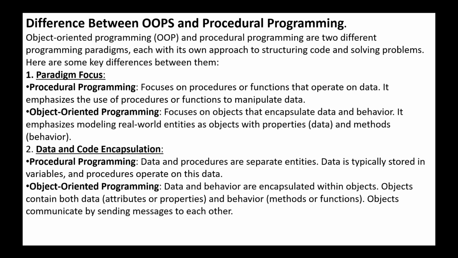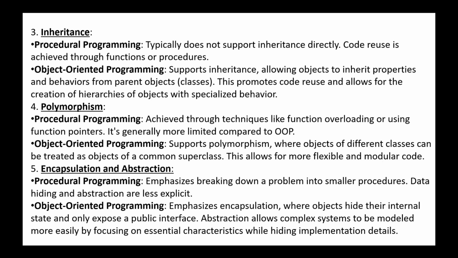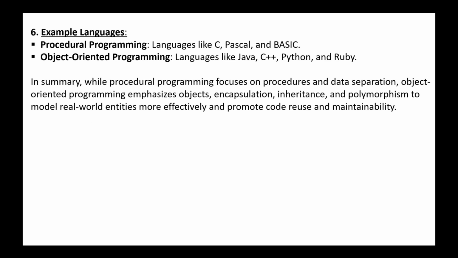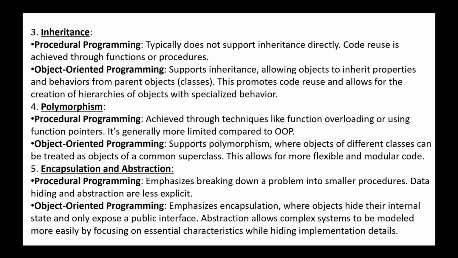3. Inheritance. Procedural programming typically does not support inheritance directly. Code reuse is achieved through functions or procedures. Object-oriented programming supports inheritance, allowing objects to inherit properties and behaviors from parent objects, classes. This promotes code reuse and allows for the creation of hierarchies of objects with specialized behavior.